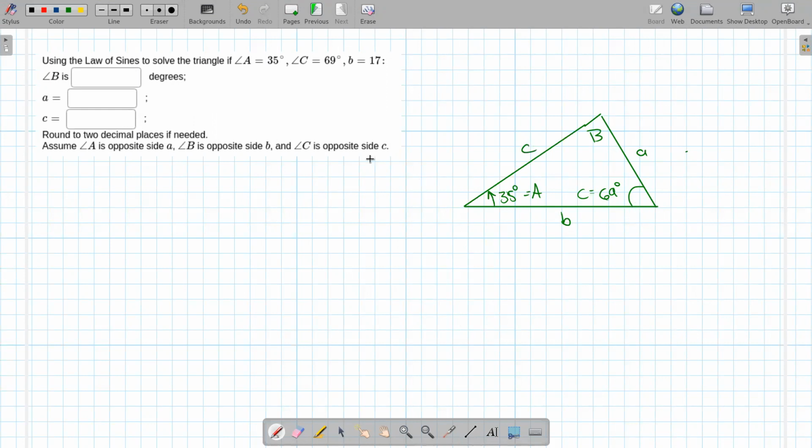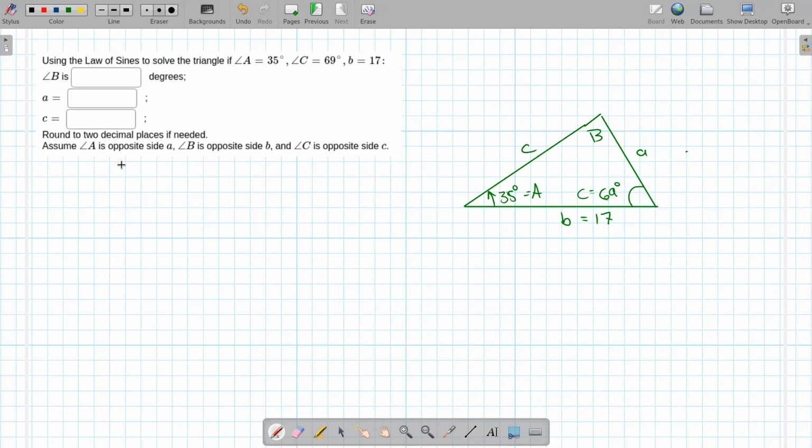So let's make sure I got this right. A, 35, C, 69, and B is 17 there. And we want to use the law of sines to find, oh, B is 17, I should write that in there. Some of these other values.